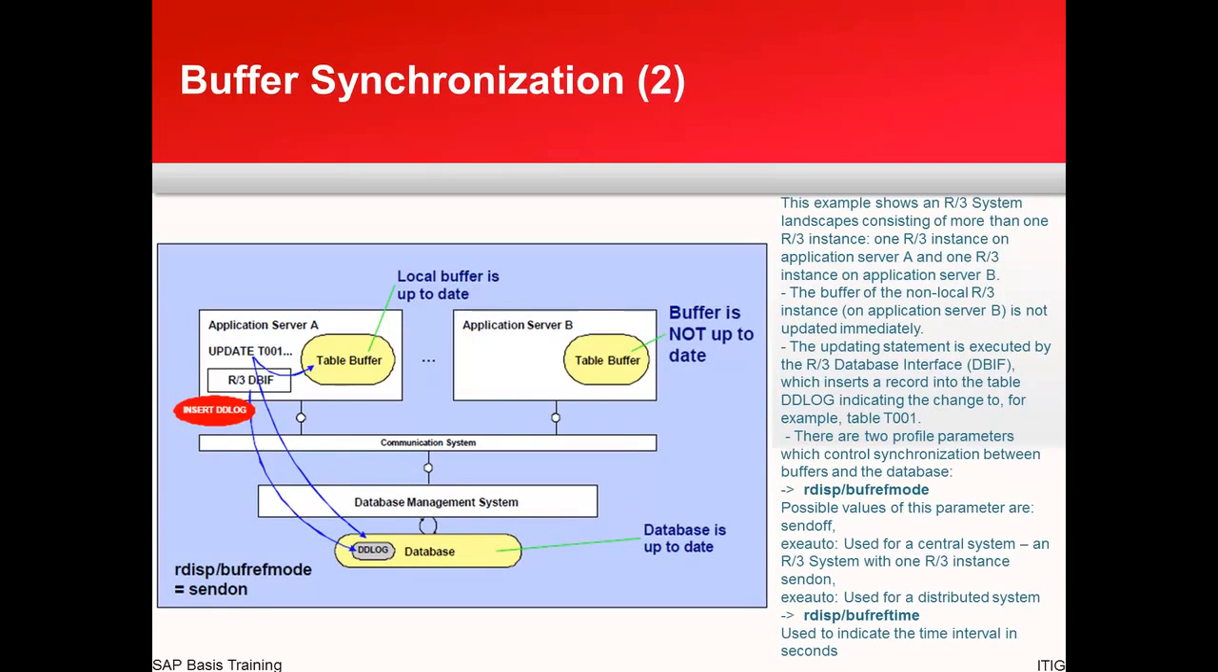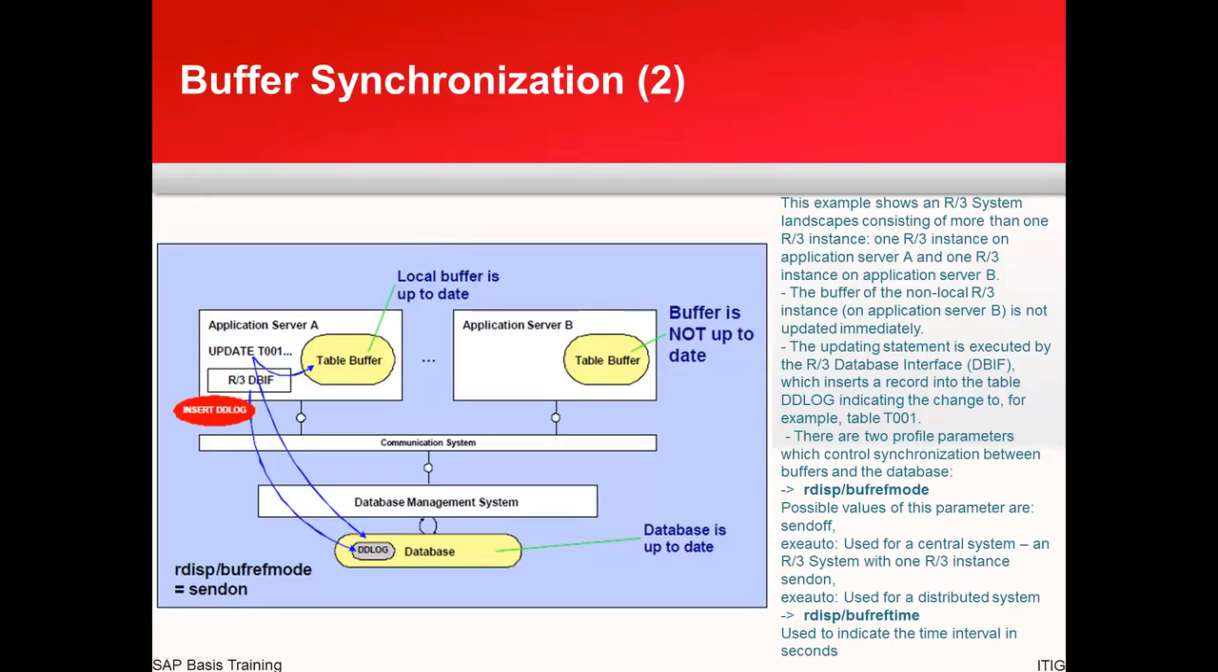Next is this example. What we are showing here is a landscape consisting of more than one instance. You can see two: app server A and app server B. The buffer of the non-local R3 instance is not updated immediately. This buffer is not up to date because we are accessing the local buffer, while this one is up to date.